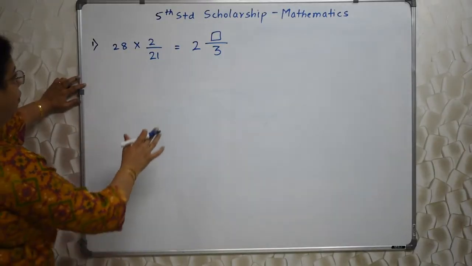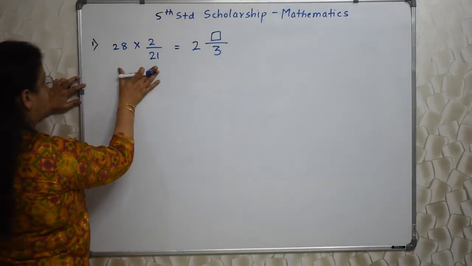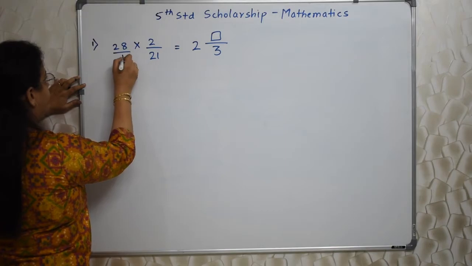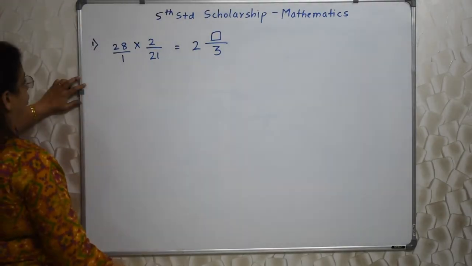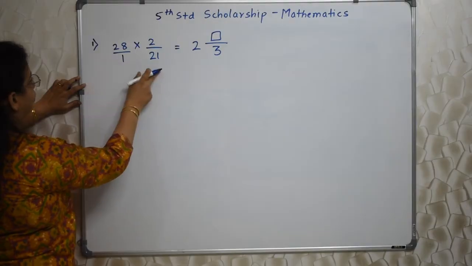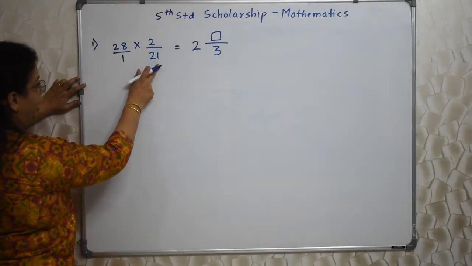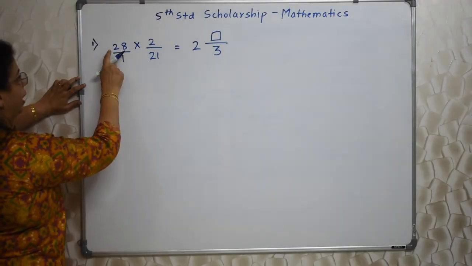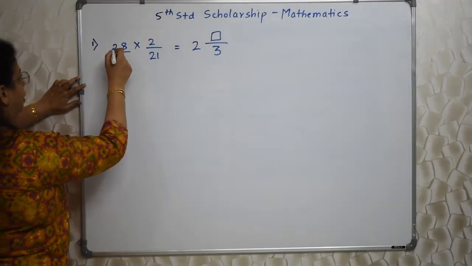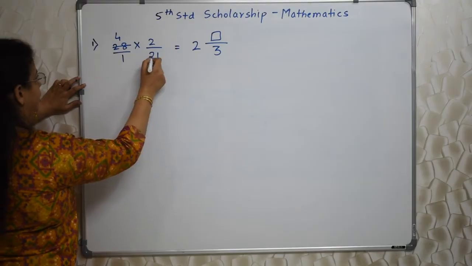For that, first we will have to solve this part. 28 means 28 upon 1, which we normally don't write. Now I am writing it to avoid the confusion. 28 is in the numerator, so we can do division of 28 and 21 because they have 7 as a common factor. So I am dividing both numbers by 7. 7 4s are 28, 7 3s are 21.